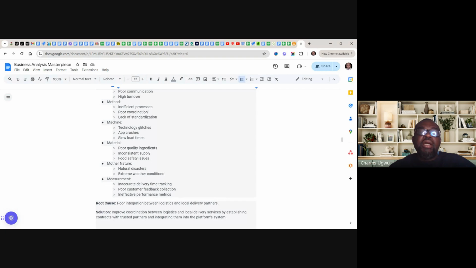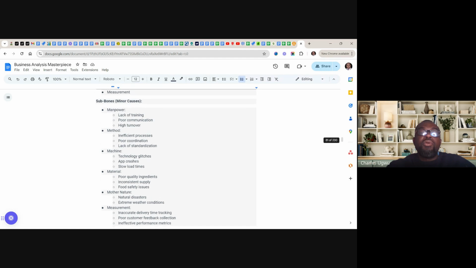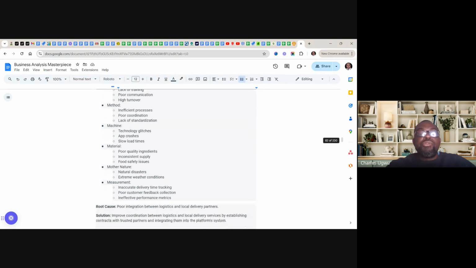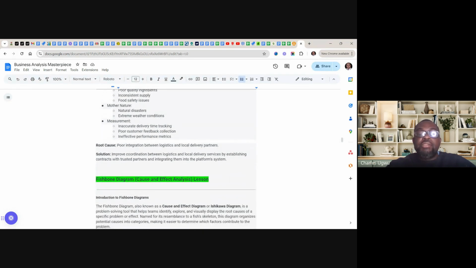So you see here, another is inconsistent supply. By the time we look at all this, using our method, we find out that it could be within any of these why the customers are not happy. So that is how you use a fishbone diagram to do that.